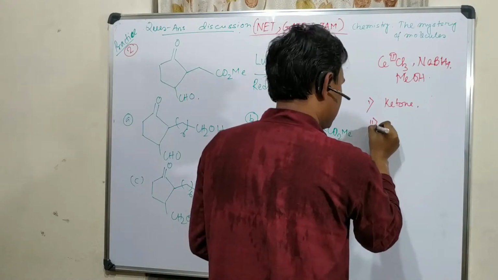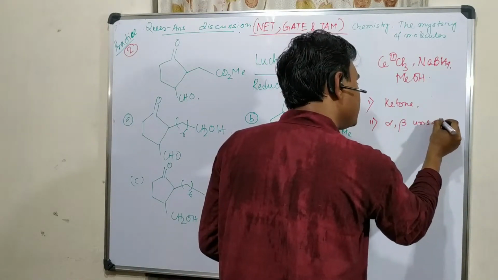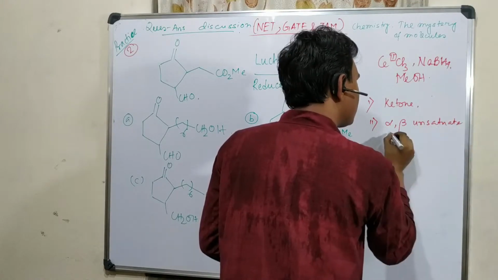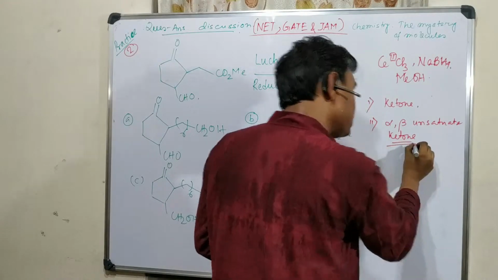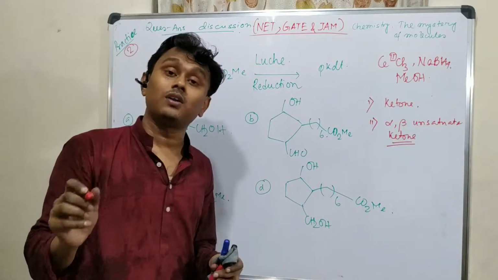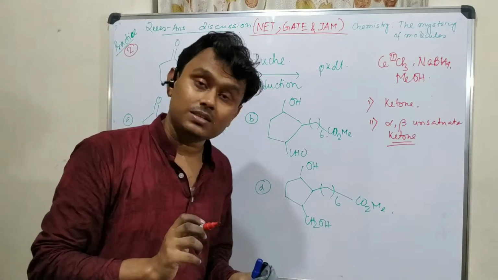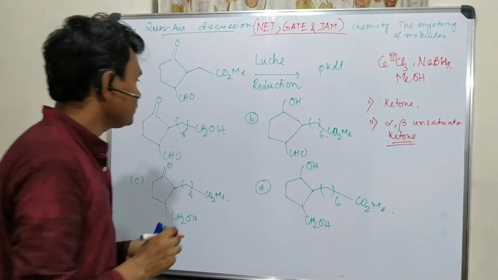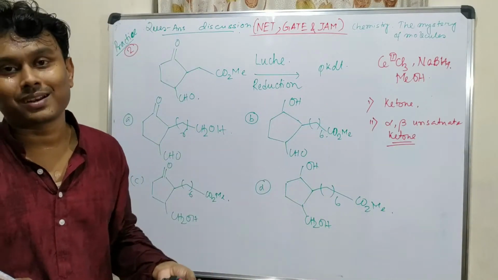The second point, which is also important: if you take an alpha-beta unsaturated ketone, it will selectively reduce the ketone carbonyl group, not the alpha-beta unsaturated double bond. So this is the uniqueness of Luche reduction, and up to this point you can say what the product will be.